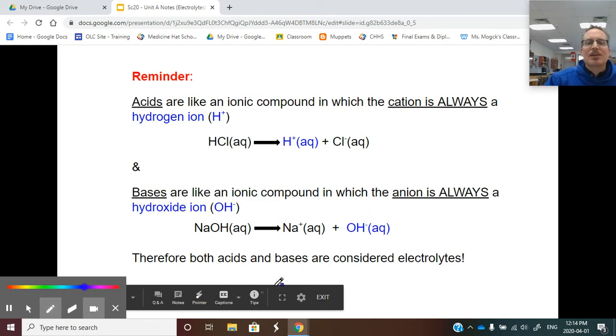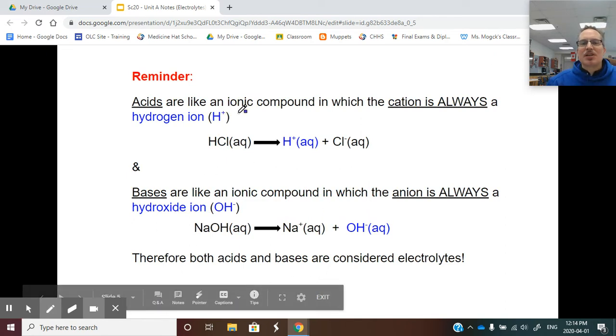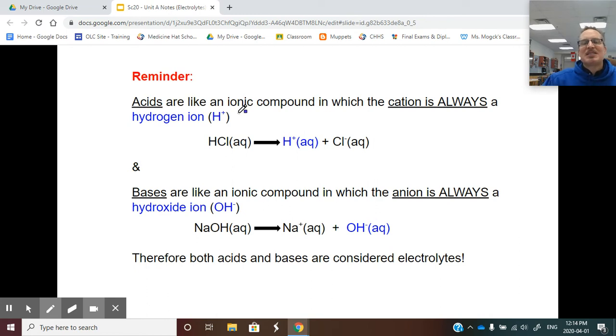So if I take a look here, acids by definition are ideally a specific type of ionic compound where the cation, the positively charged ion, is always hydrogen. So when HCl, the most famous acid, dissociates or breaks into its ions, we are left with hydrogen ion and chloride ion. Well, all acids have hydrogen ion, and since all acids break into ions, we know for a fact acids are electrolytes.